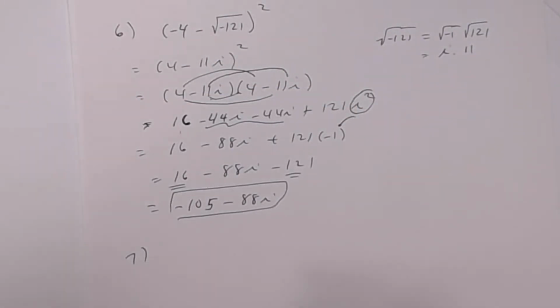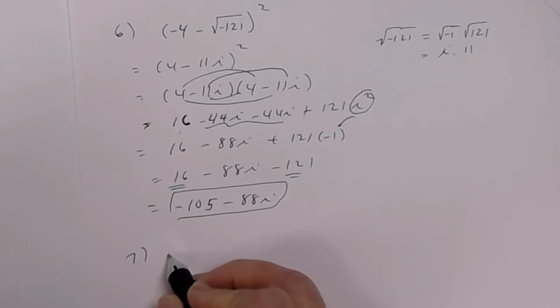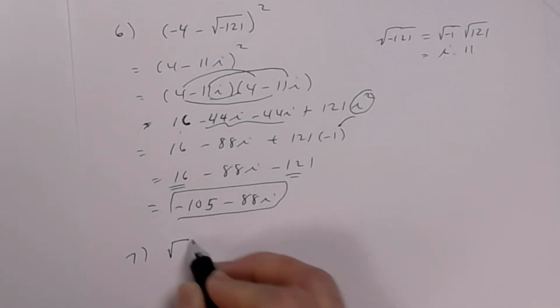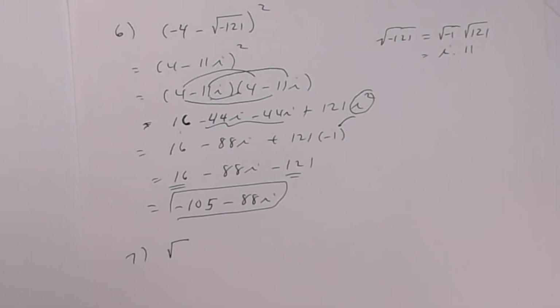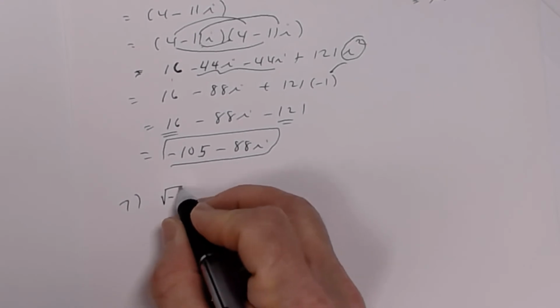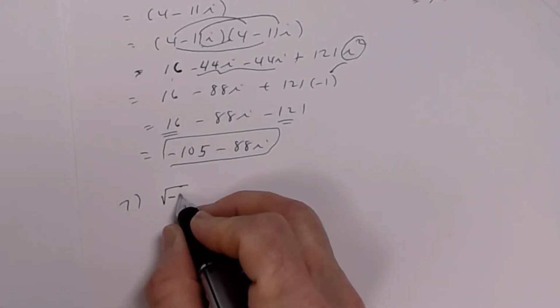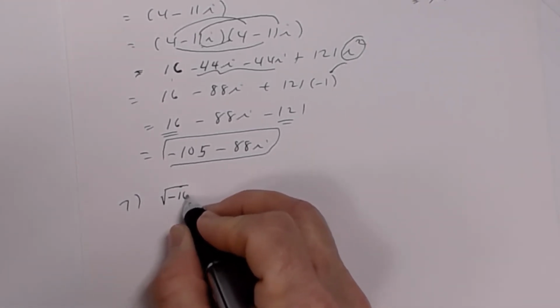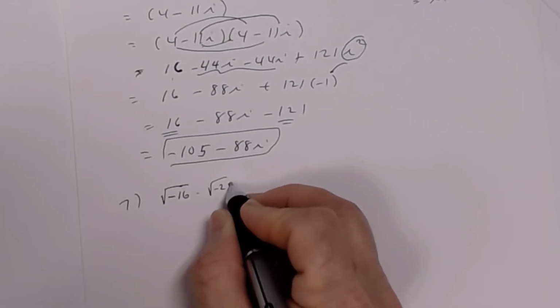Okay, so this is number 7. Let's suppose I had the square root of, let's say, negative... let's make it easy first. Let's say the square root of negative 16 times the square root of negative 25, okay?